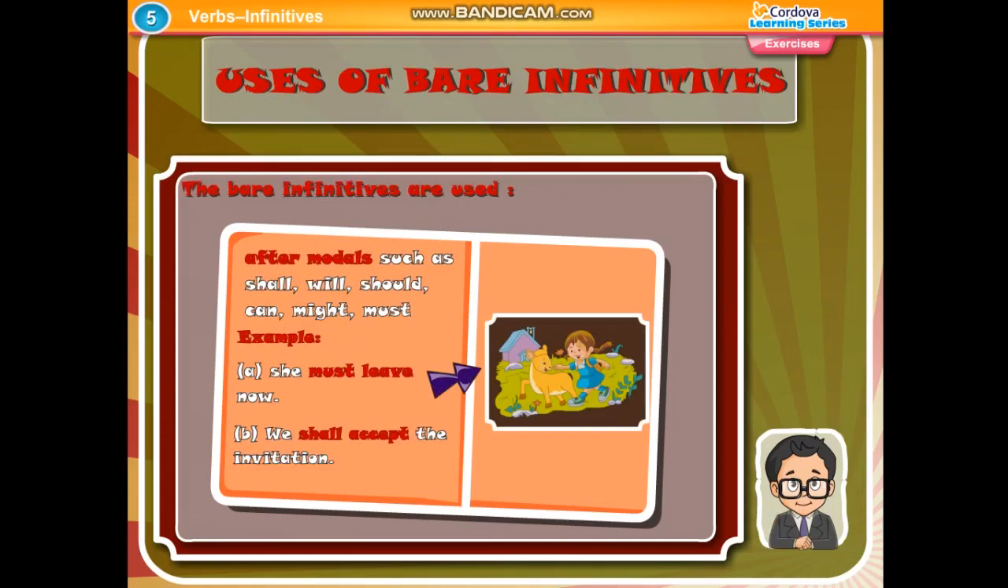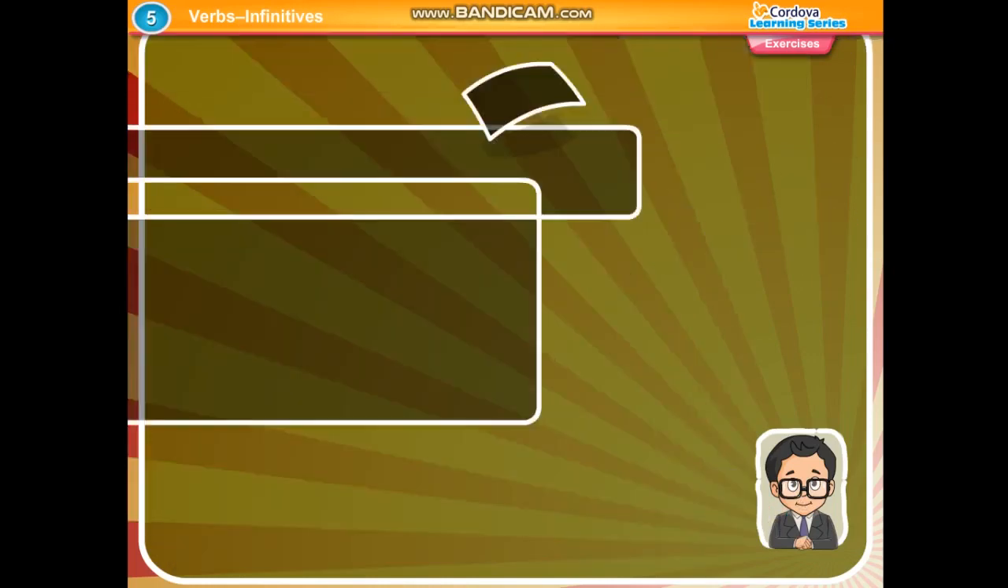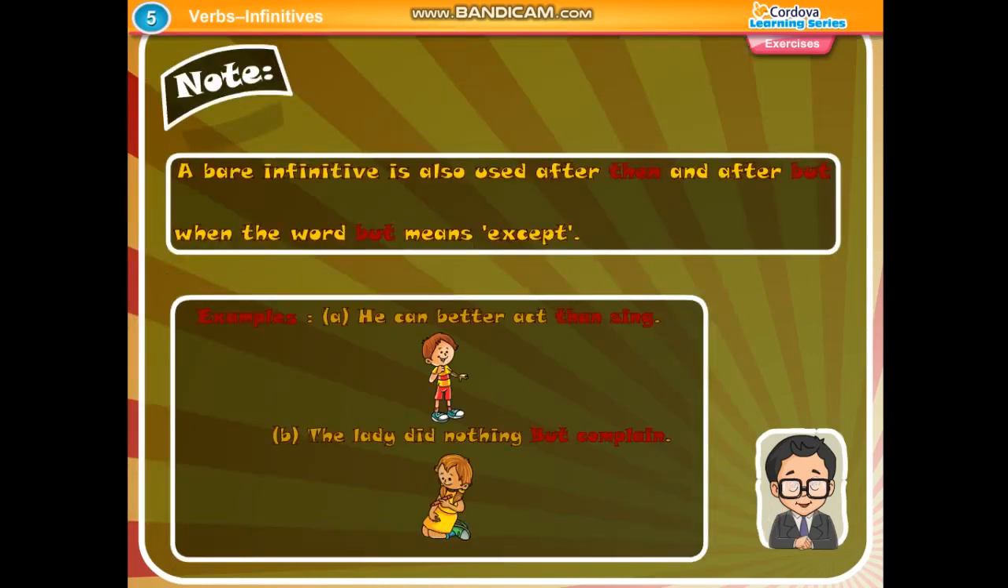After modals such as shall, will, should, can, might, must. Example: she must leave now. We shall accept the invitation. Note: a bare infinitive is also used after than and after but when the word but means except. Examples: he can better act than sing. The lady did nothing but complain.